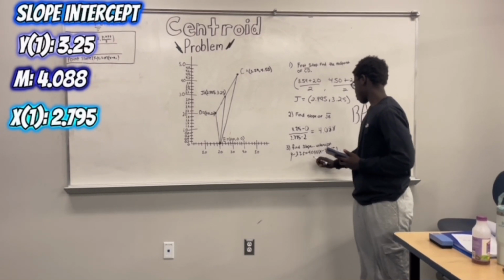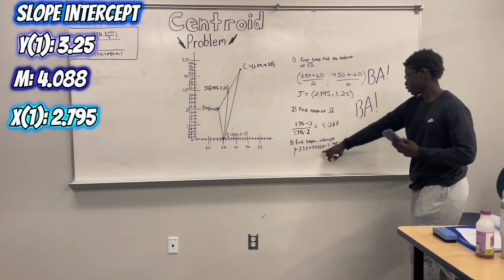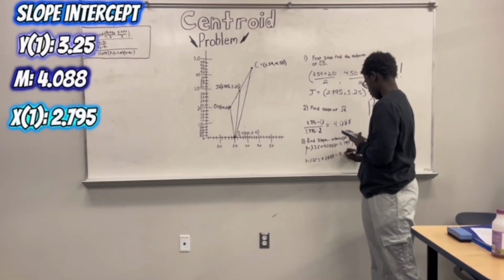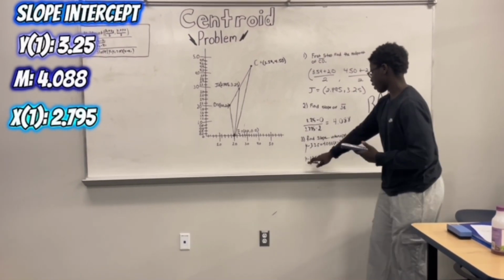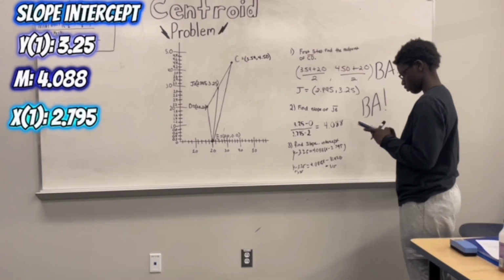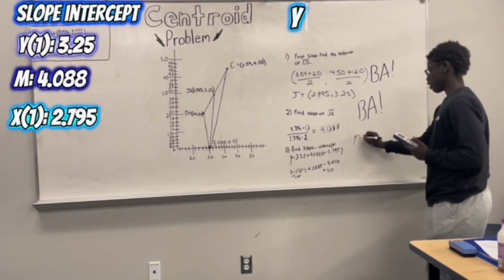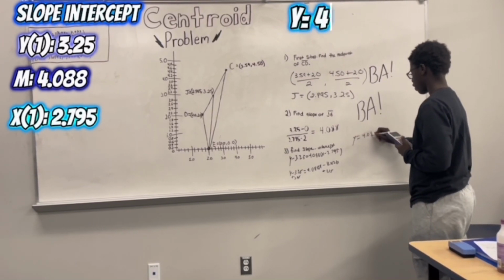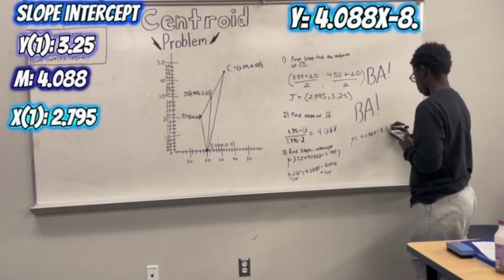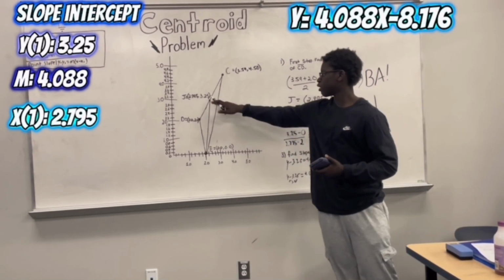So the first step, we will distribute our slope of 4.088 through these parentheses right here. Now our next step, we need to get y by itself on this side. So our final equation would be y equals 4.088x minus 8.176. And that is how we find the slope intercept of this line.